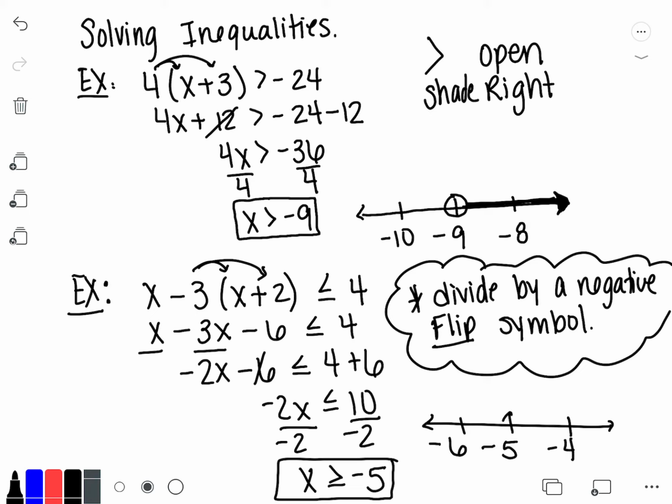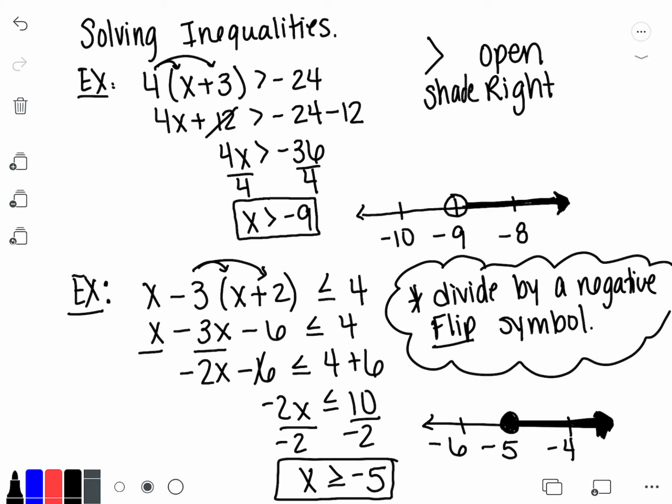This time I have an equals mark, so this time my circle will be colored in. It's pointing to the right, so I will shade to the right. And all that's telling us is that all these numbers, I'm going to darken my arrow too, because all these numbers to the right of -5 and continuing that direction are solutions to this inequality.